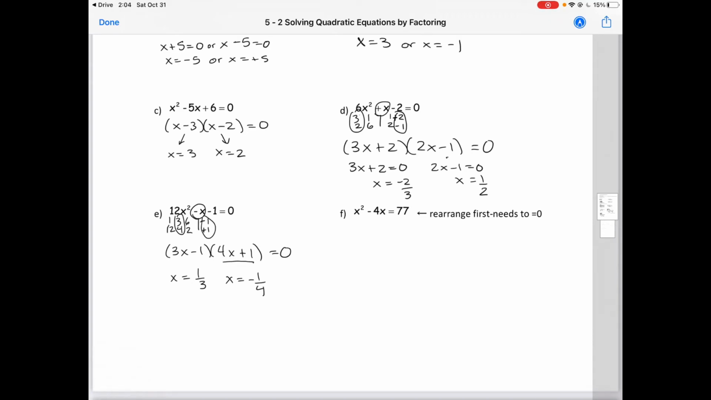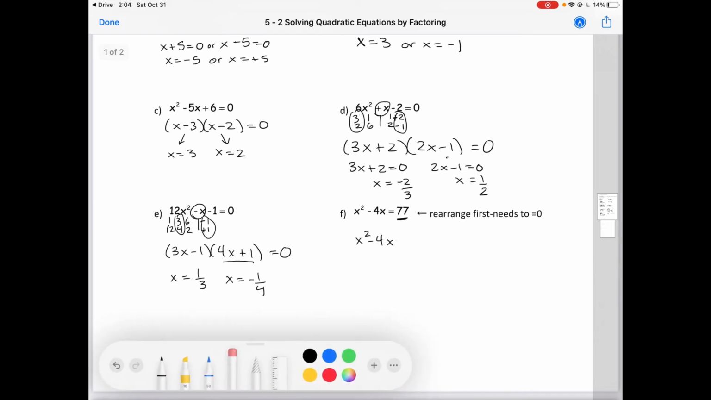So again, setting the bracket equal to 0 and solving the corresponding linear equation. Here, this is the first time we've seen this with a number on the right-hand side. Not a big deal. We just need to rearrange it so that our right-hand side is equal to 0. And we can do that just by moving the 77 over onto the left-hand side.